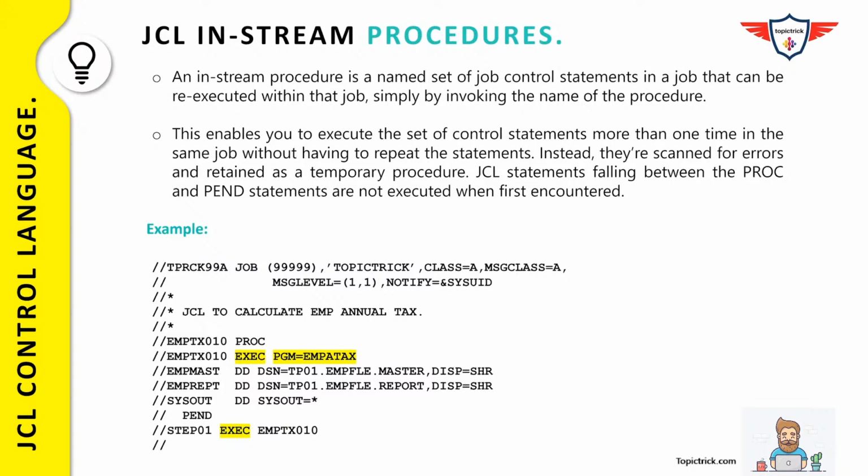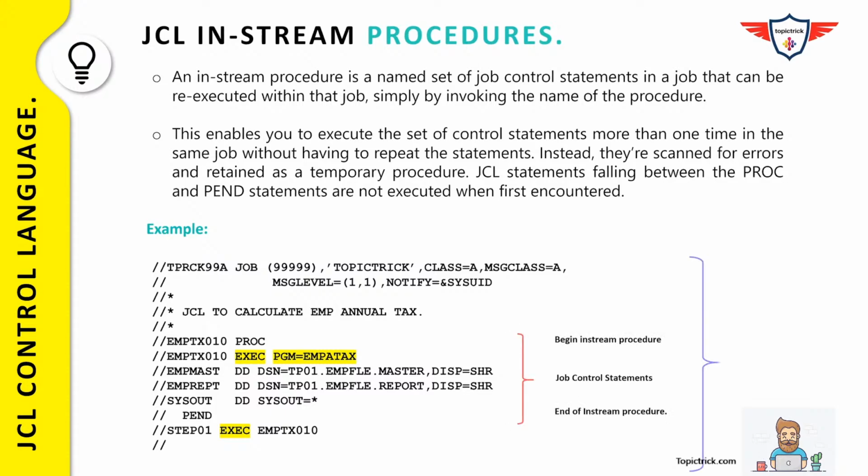So here's a sample JCL that includes an in-stream proc, and I would be invoking this in-stream proc within the JCL itself. So let me quickly walk you through this sample JCL. So the first two lines are a job card, and we have discussed in our previous slides how to write a job card. The next three lines are a comment, and it is always recommended that you should include a precise description of what this JCL is actually doing.